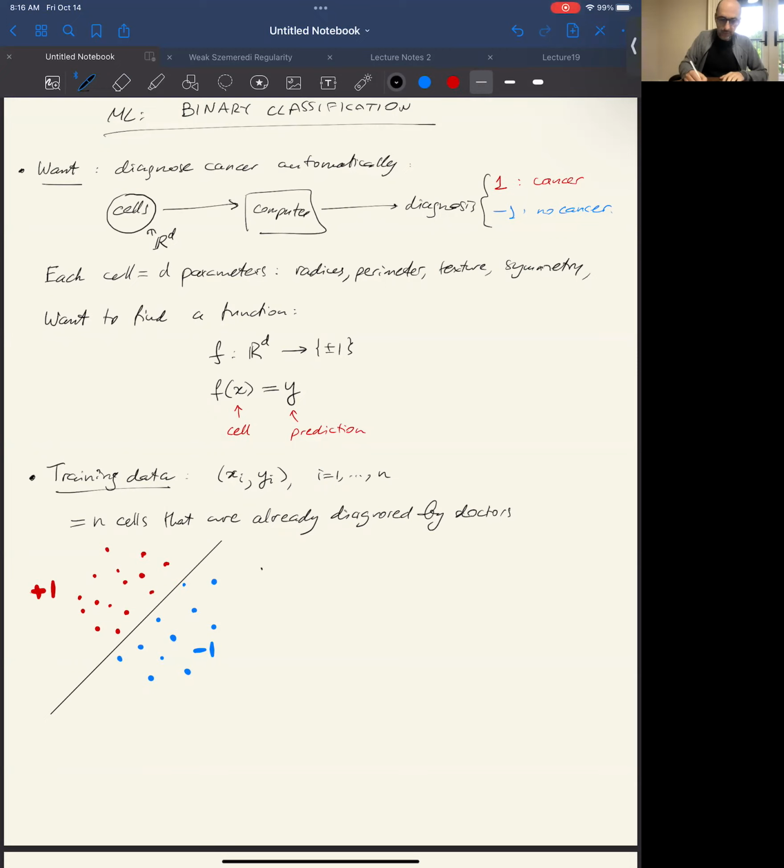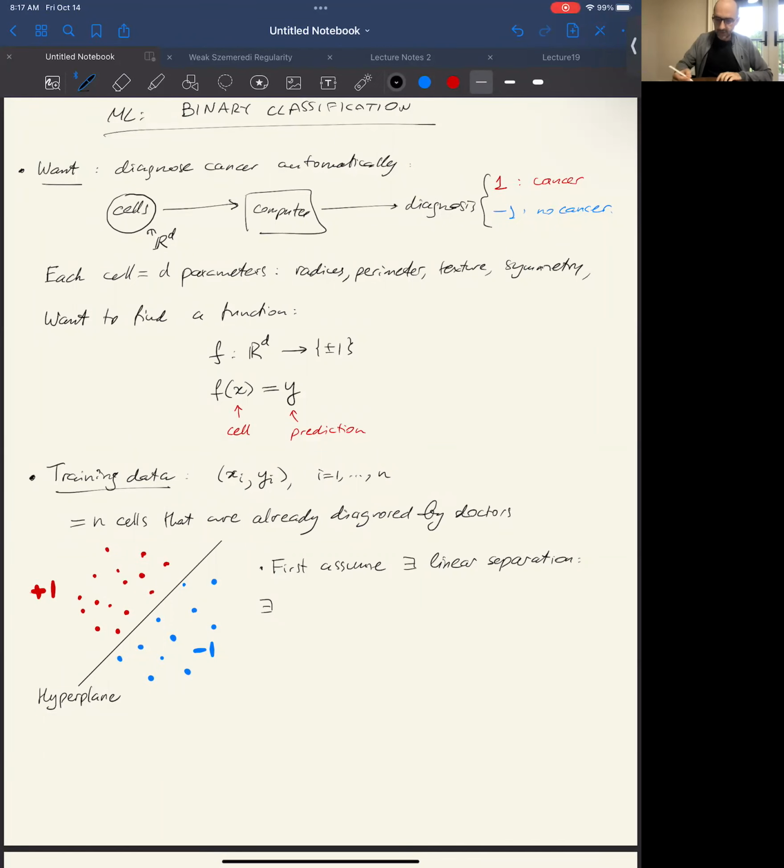So in this simple regime, let's assume that the picture is exactly like this. So assume there is linear separation between cancer and no cancer. It doesn't happen in practice, but let's start from this baby assumption that there exists a hyperplane, a plane in high dimensions that separates this.